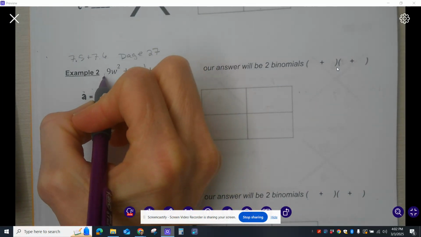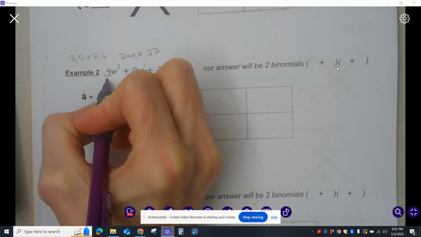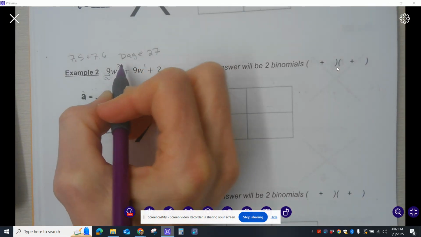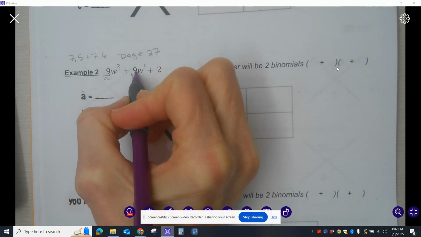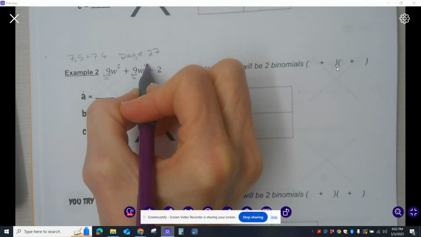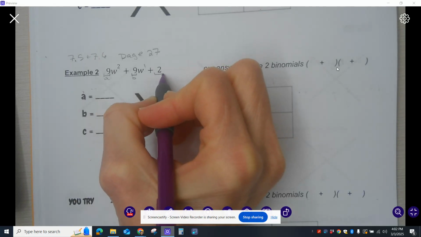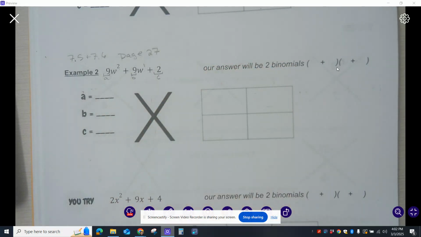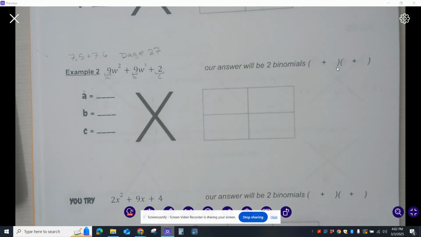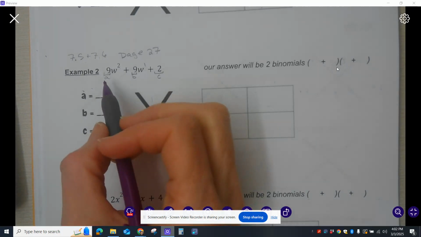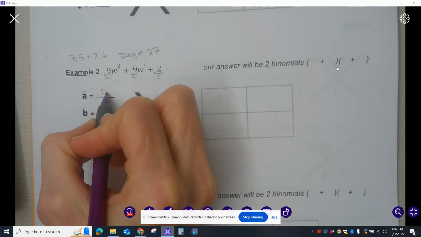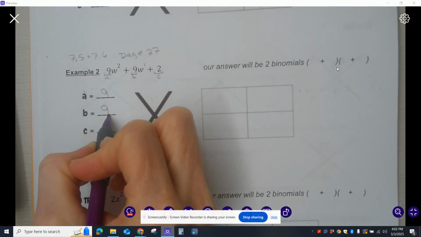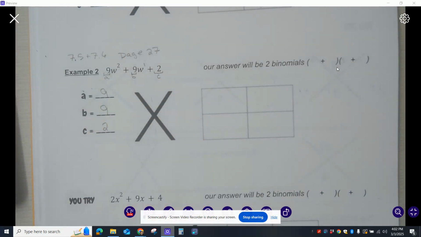And then remember, the a is the coefficient of the squared variable. The b is the coefficient of the variable with the first power. And the c is the constant term, or the plain old number that hangs off the end. So your first step is to find your a, b, and c. So our a is 9, our b is 9, and our c is 2.